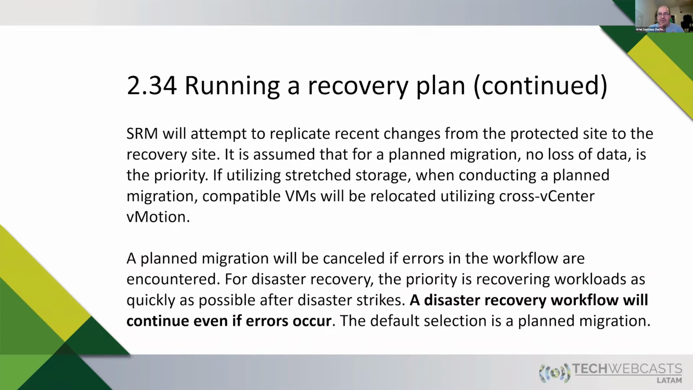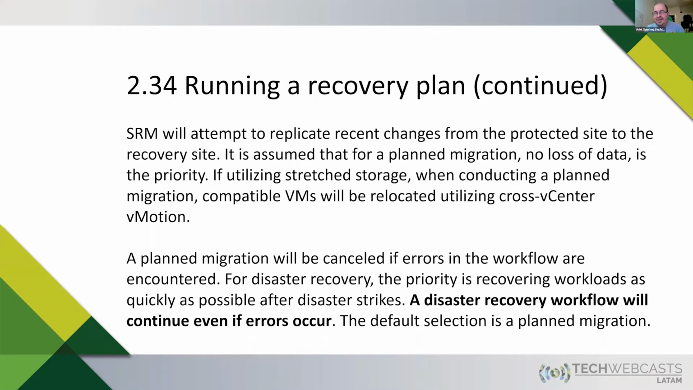One of the things you also have to know is SRM will always try to replicate the data to the recovery site after it has shut down the VMs. Now, this is very useful with planned migration. You want to make sure that you're not losing any data. But if you choose disaster recovery, it won't care if there are errors. If it cannot synchronize that storage from the source to the destination, it will continue. Whereas in planned migration, if it finds errors, if it finds it cannot sync, if it thinks it's going to lose data, it actually stops and tells you, hey, I'm running into this problem.